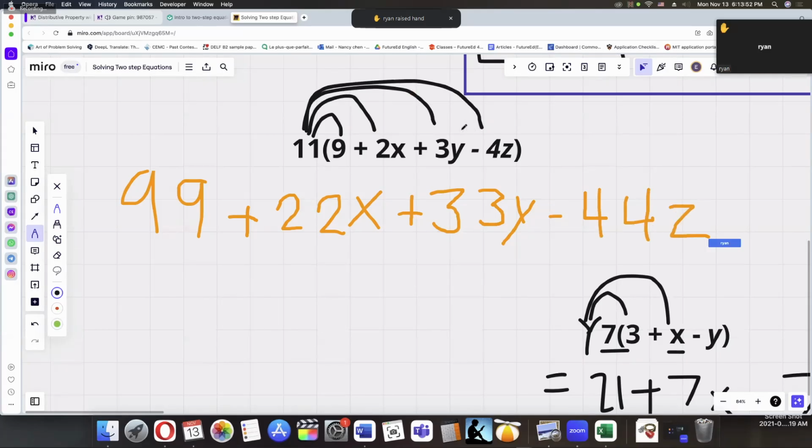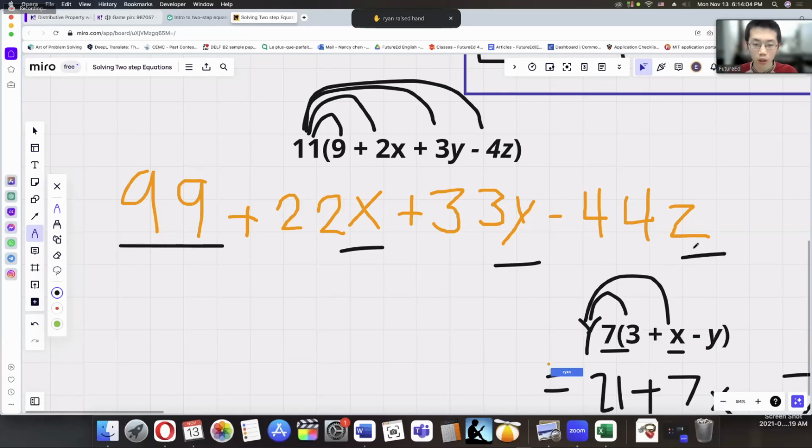I don't think you can because this is a constant, right? 99 is a constant. X is a variable, Y is another variable, and Z is another variable. So this is about as simple as we can get if we're not provided any values for the variables. So good job, Ryan. I think we're all right with the warm up.